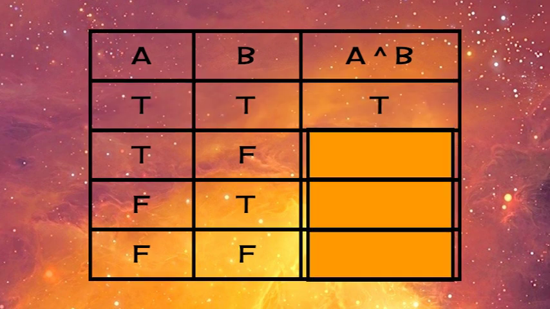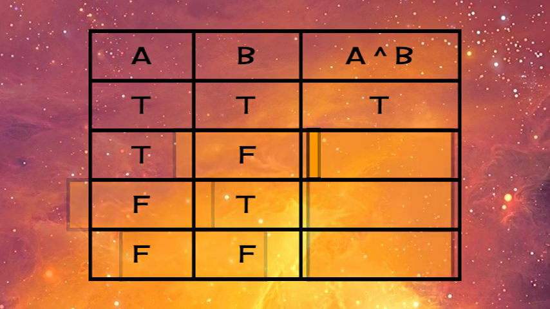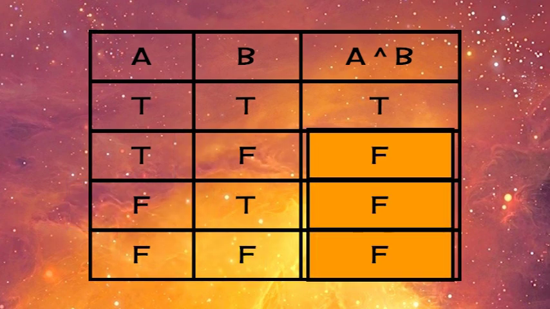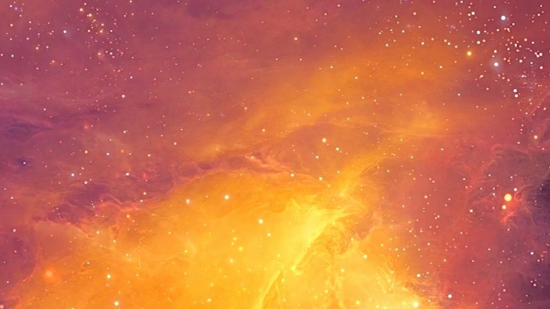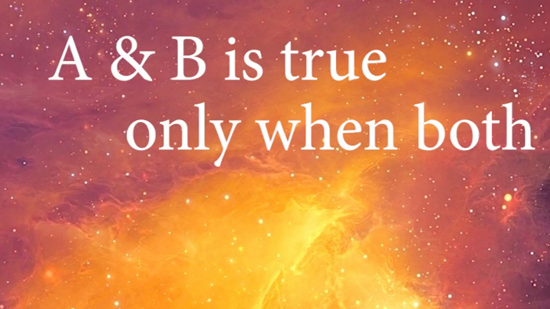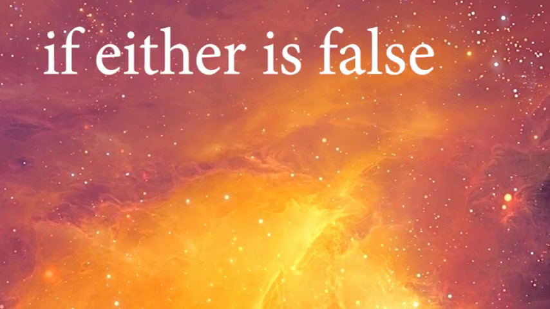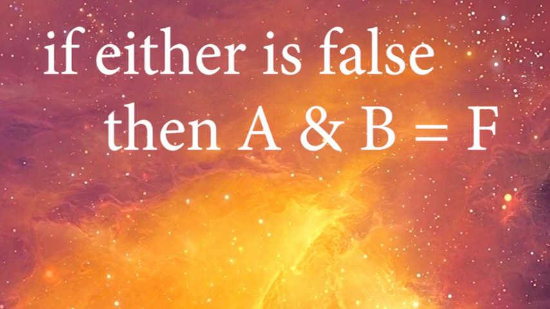But in the next 3 rows, there is at least 1 false. So we are going to have to write false in our A and B. And that is how a conjunction table works. A and B is true only when both A and B are true separately. If either one is false, then the whole thing is false.